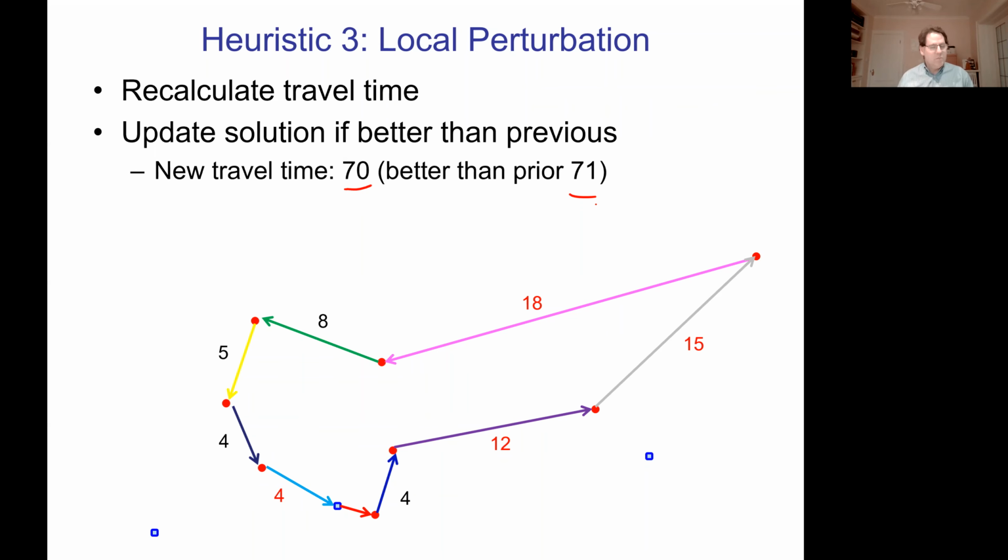You have to remove two pieces of your travel path, two edges, reconnect what's left in a different order, and then you have some fix up. You can have depots in the middle. You can have pieces of your path that you're going through in the wrong order. You need to fix those.